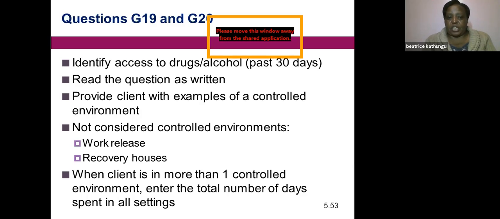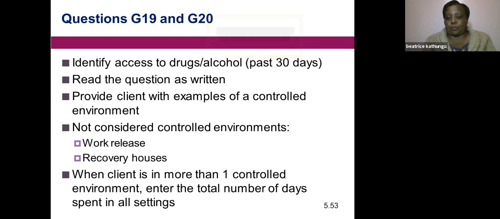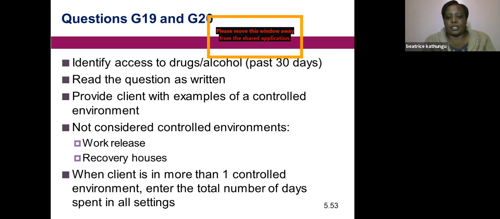So read the question as it's written, but give the client examples of the controlled environments. And we are also saying that the following environments are not considered controlled environments. For example, if you've been in prison and then you have been given work release, or you're in a recovery house. So these are not necessarily controlled because you can still access substances.